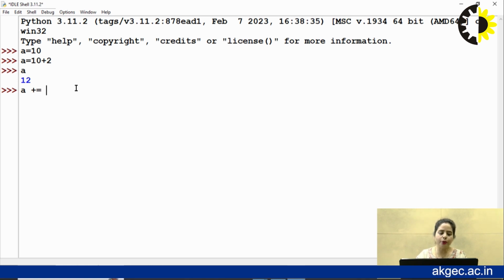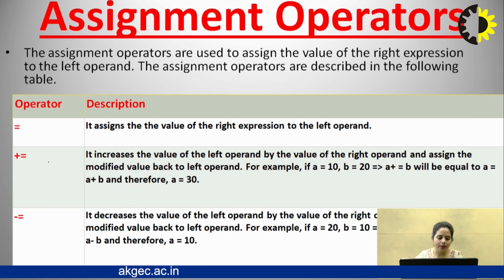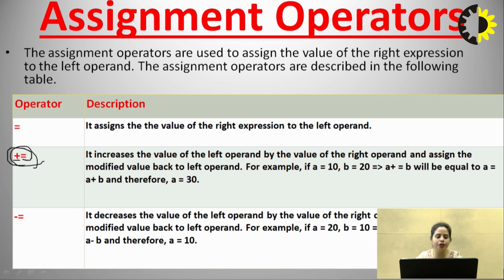By how much are you incrementing the value of a? By 2. Now enter. Now see the result. I am incrementing the value of 12 by 2 and assigning it to a. So this operator you have seen, this is doing the same thing. This assignment operator first increments the value and after that assigns the same value to the used operand.